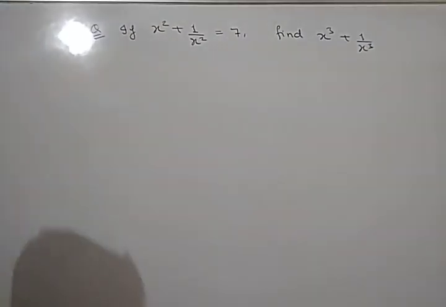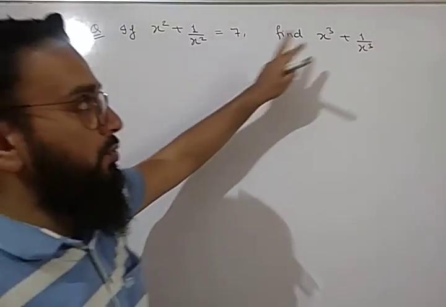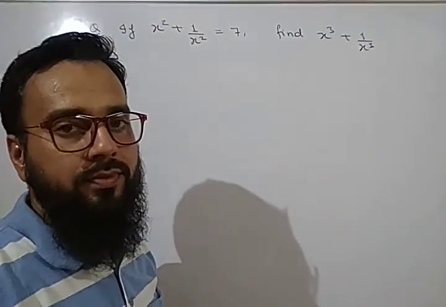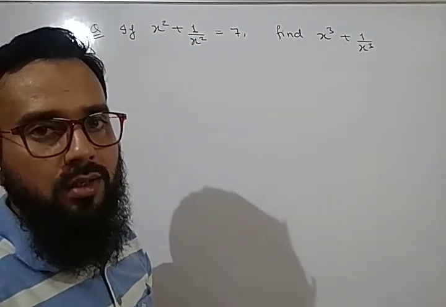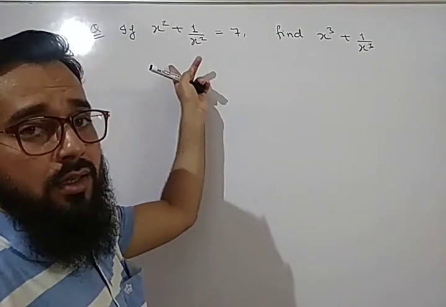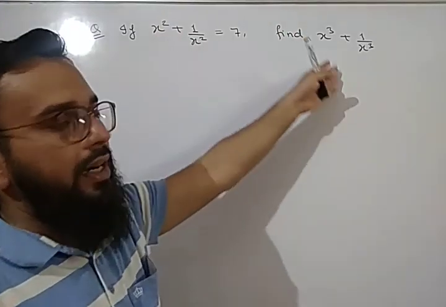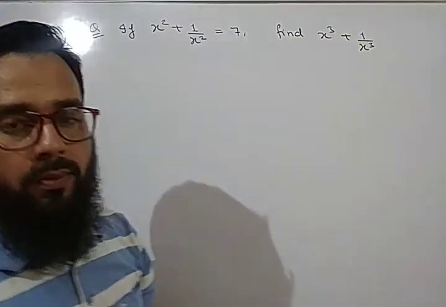Now this is a different question. We have given x square plus 1 upon x square, and we have to find x cube plus 1 upon x cube. So how can you get x cube from x square? It is very difficult. If it was only x, then we would directly cube it and we can find the value. But it is x square and we have to find x cube.